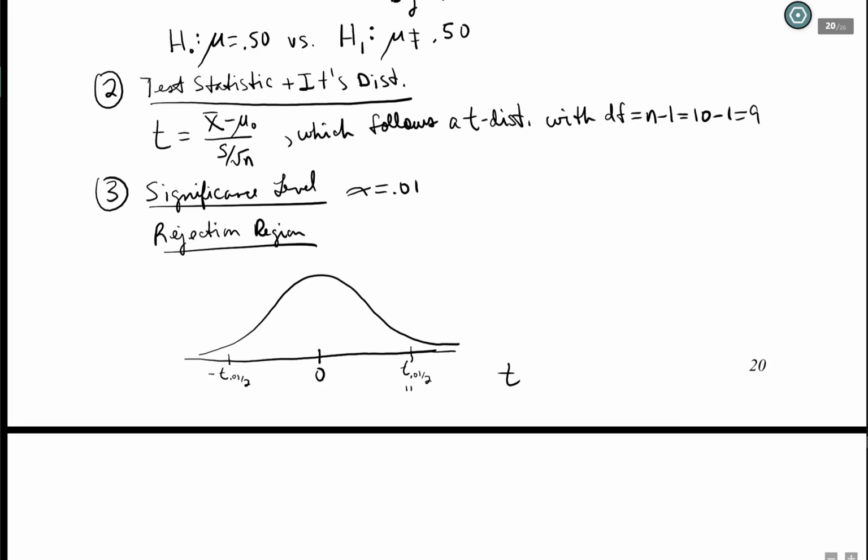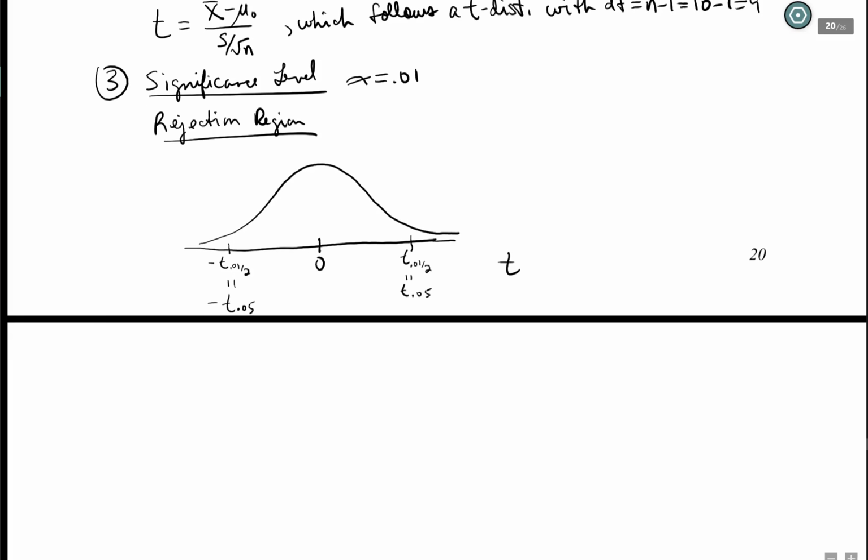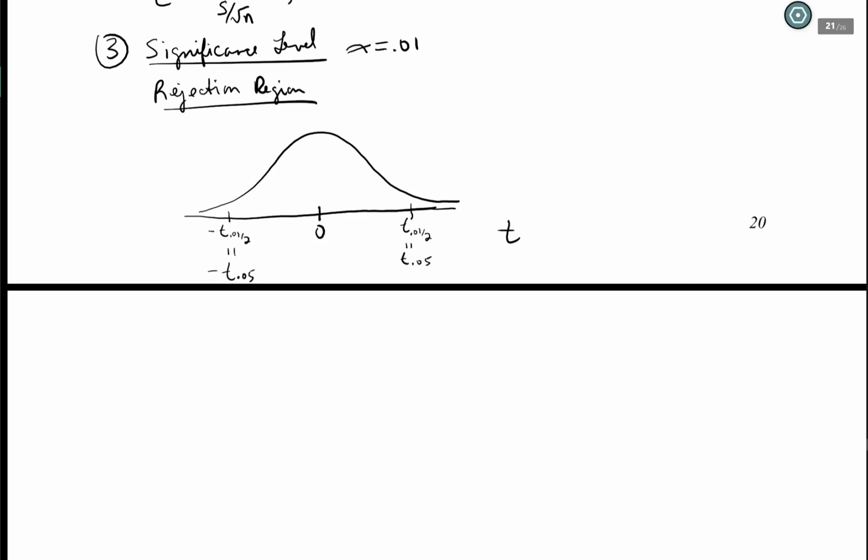And if you look that up, that is t sub 0.05. I'm kind of out of space here. This is negative t sub 0.05, and hopefully you've budgeted your space better than me. But if you look these two values up in a t-chart, you should get 3.25 and negative 3.25, and anything to the right of 3.25, or to the left of negative 3.25, would be the rejection region.